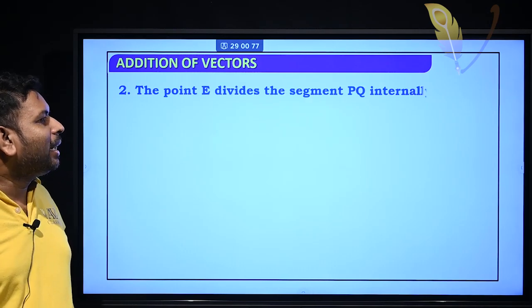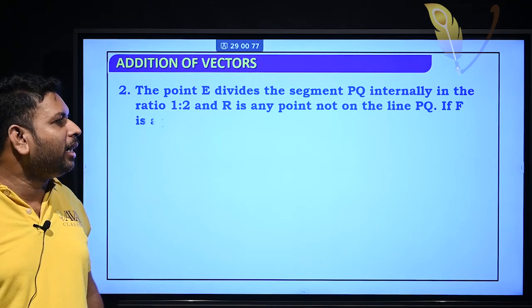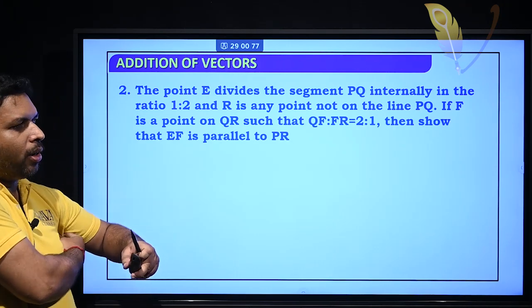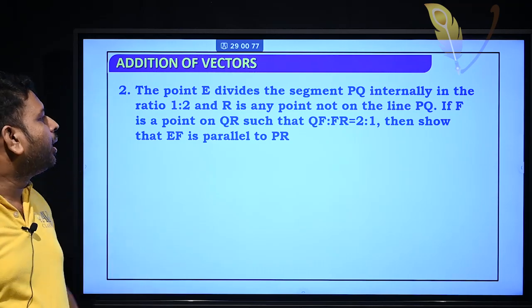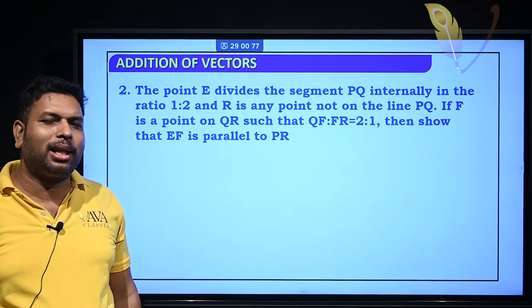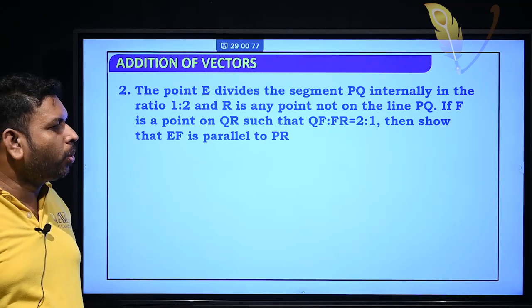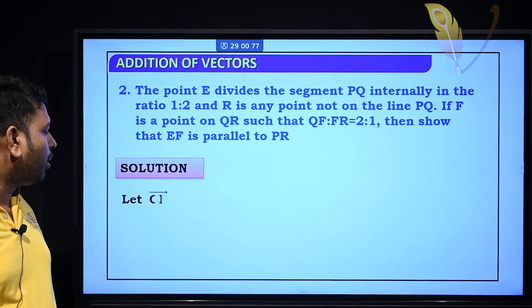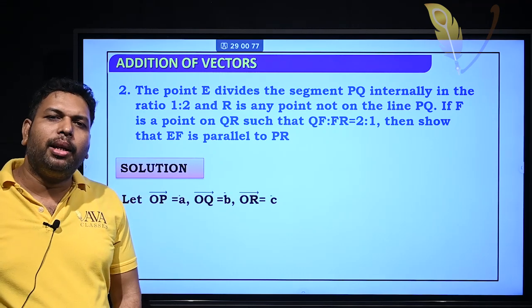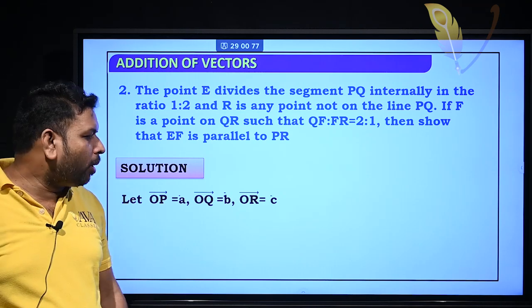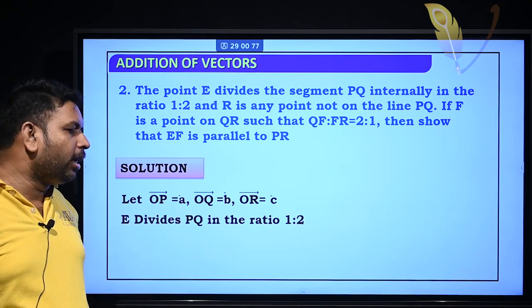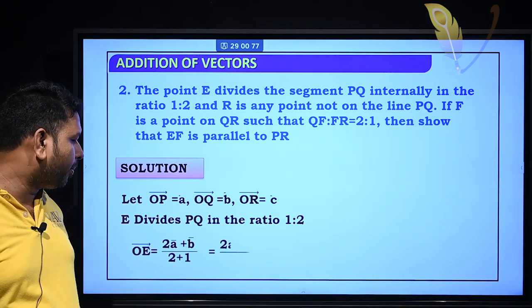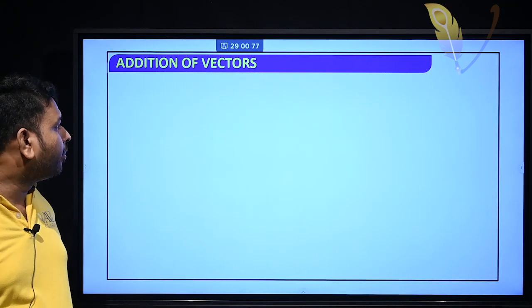Now the next question: the point E divides the segment PQ internally in the ratio 1:2 and R is any point not on the line PQ. If F is a point on QR such that QF is to FR equals 2:1, then show that EF is parallel to PR. Now solution. Let OP equal a, OQ equal b, OR equal c. E divides PQ in the ratio 1:2. OE equals (2a plus b) by (2 plus 1), that is (2a plus b) by 3.